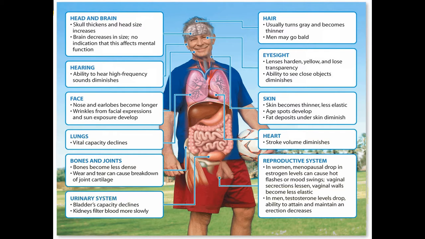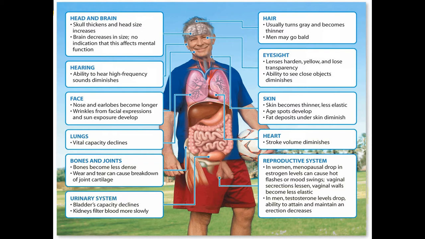Eyesight can vary, but typically our ability to see close objects diminishes. The skin becomes thinner, less elastic as we age. Our poor little heart, stroke volume diminishes, meaning that we can't push the same amount of blood out that we could before. In reproductive systems, in women, menopausal drop in estrogen levels can cause hot flashes or mood swings. In men, testosterone levels drop, and the ability to attain and maintain erection decreases, which is why they have all those pills out there.